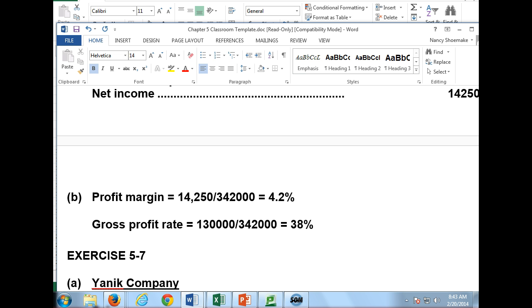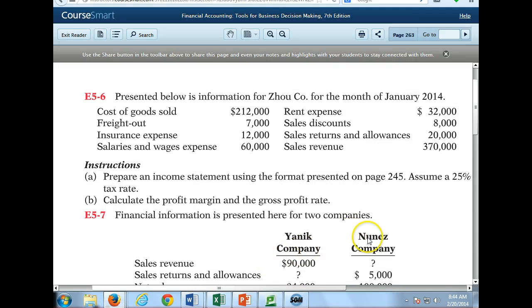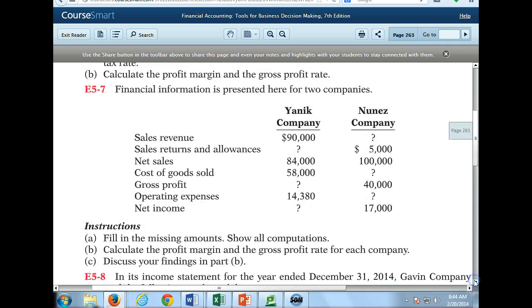Let's do 5-7. Financial information is presented here for two companies. Sales revenue, sales returns, net sales, cost of goods sold, gross profit, operating expenses, and net income. We've got to figure out the missing figures. How are we going to do that?